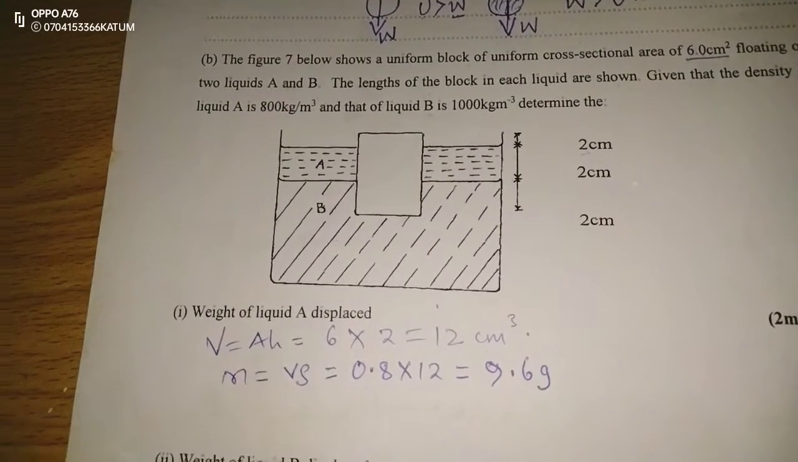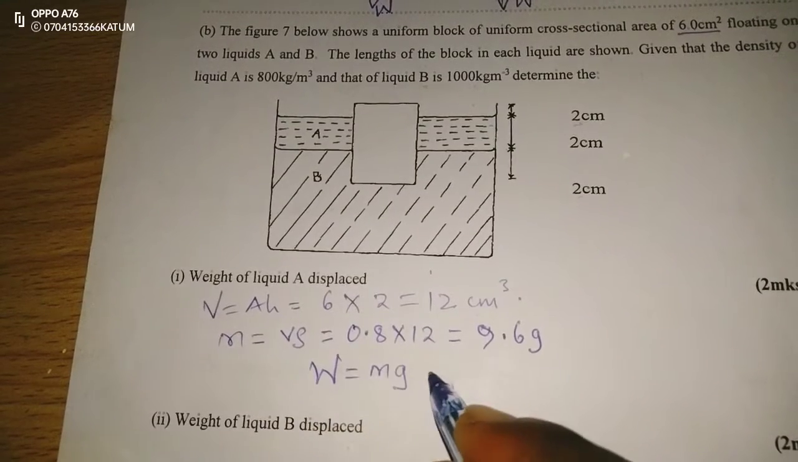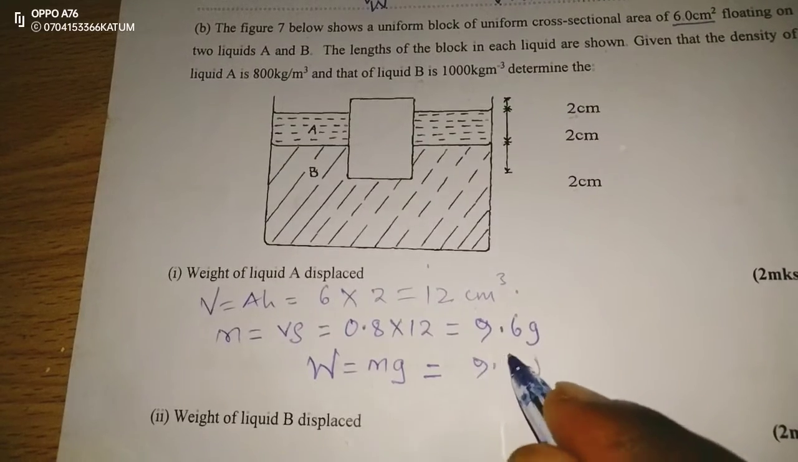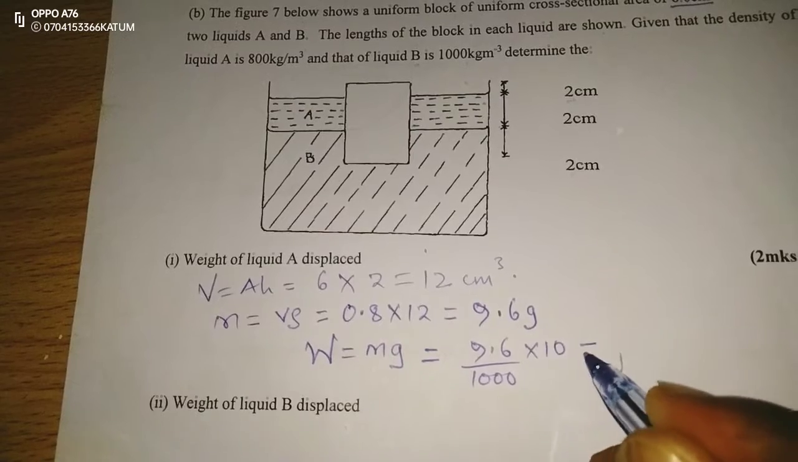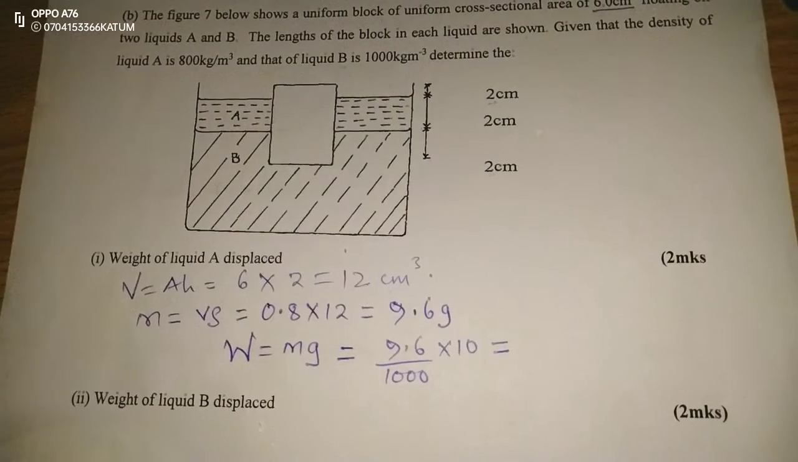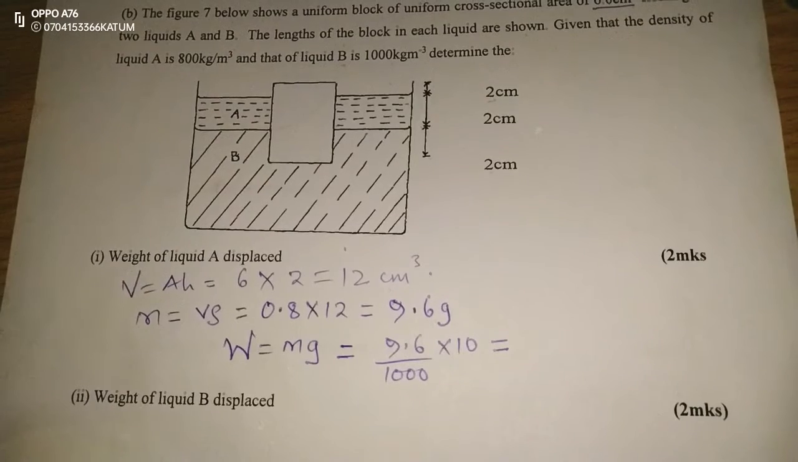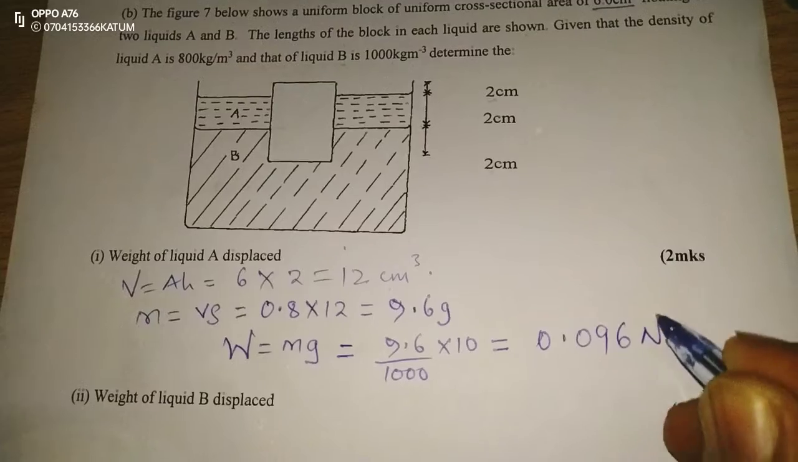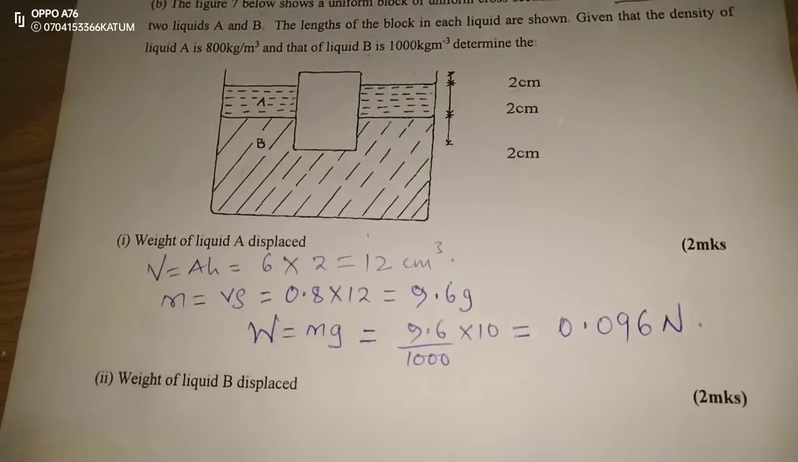grams. This is the mass. To make it weight, we need mass times g. Therefore, we have 9.6, and we divide by 1000 to make it kilograms. Then we multiply by g, whose value is 10. This is going to be 9.6 times 10 over 1000, which gives 0.096 newtons of liquid A which is being displaced.